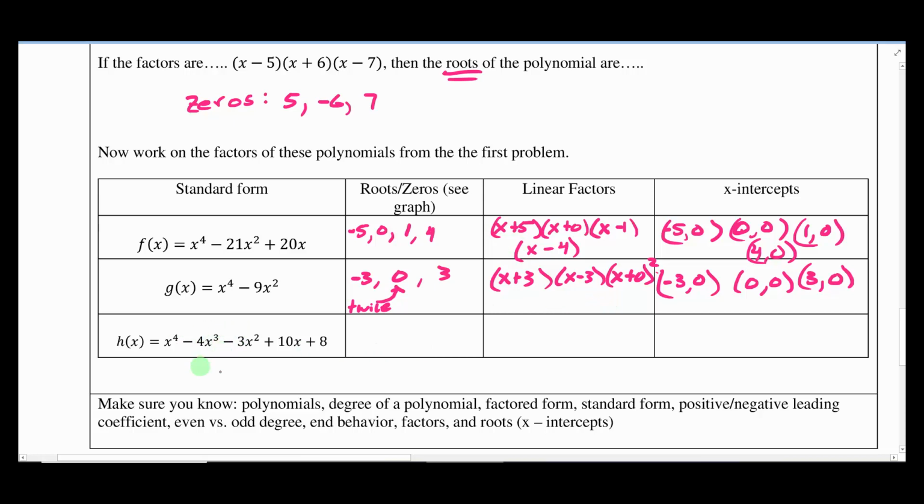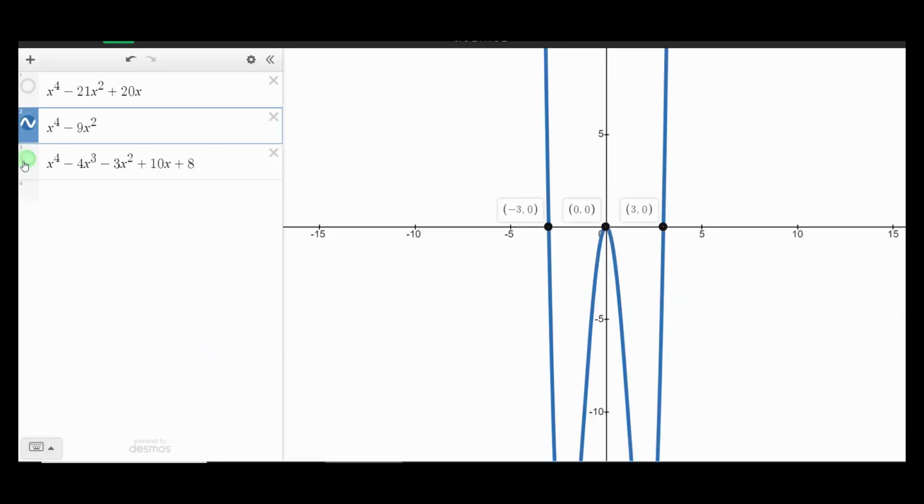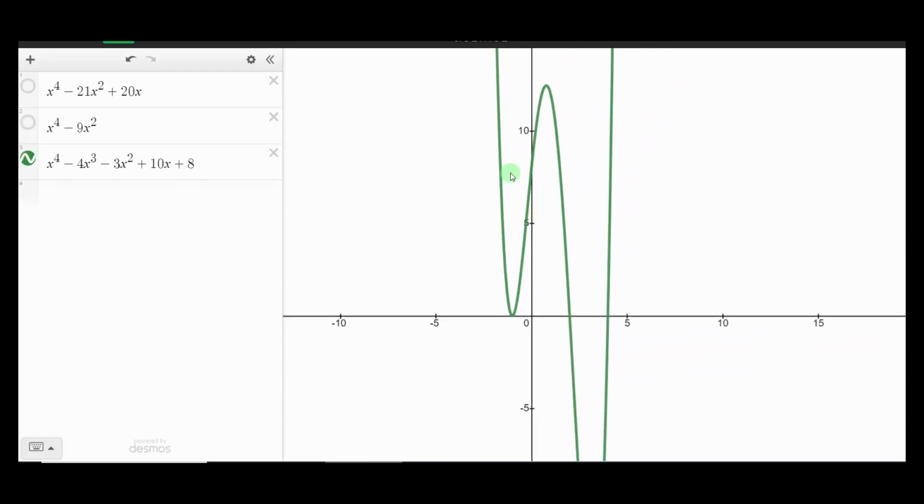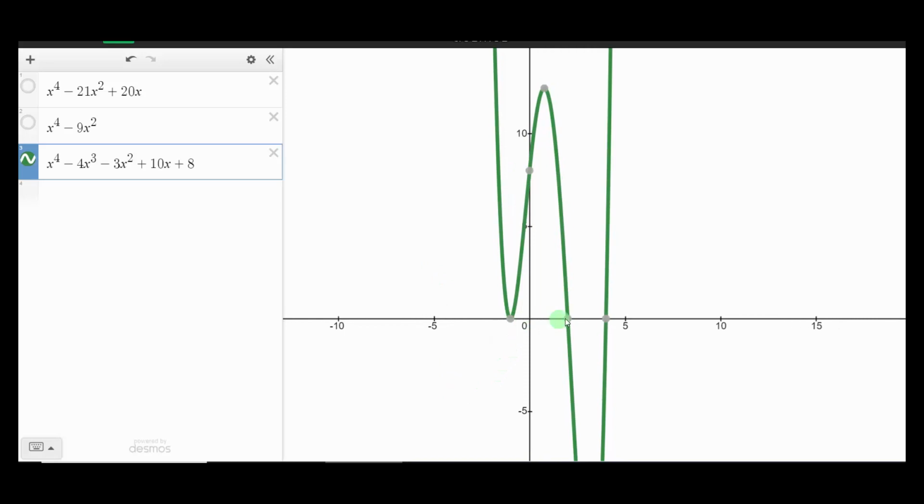All right, let's do one more. We've got h of x here. This will be the last one that we do today. So let's go back to Desmos. I've got it already typed in here and see what we are dealing with. Okay, so we see 1, 2, 3 x-intercepts again. We have a 4th degree polynomial, but we only see 3 locations where it hits the x-axis. And again, that's because we see that bouncing behavior here. So when we bounce, that means that this particular zero or root happens twice.